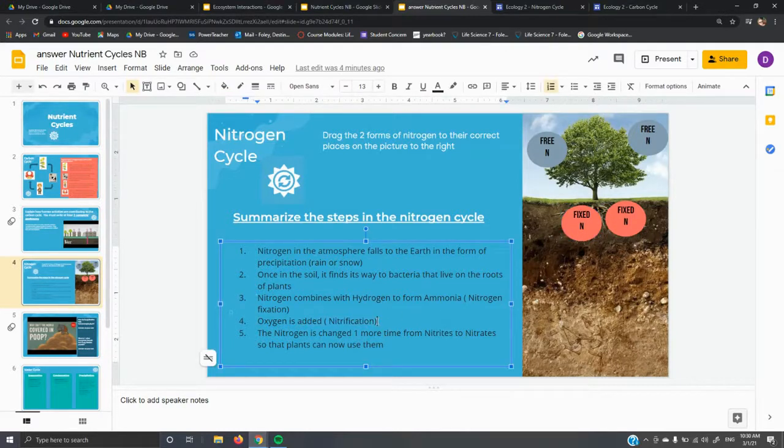Then oxygen is added. When oxygen is added, it is nitrification instead of nitrogen fixation. It's nitrification. And nitrogen is changed one more time from nitrites to nitrates so that plants can use them. So they have to go through a lot of changes. So when they're in the air, plants can't use them. They have to go through a couple of steps before plants can use them.